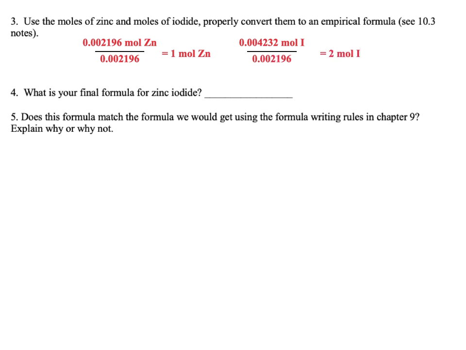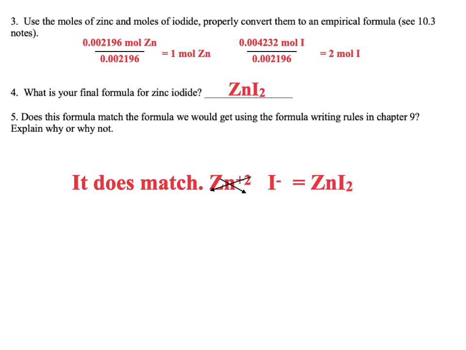What is my final formula? Well, ZnI2, because remember, the subscript is the moles. So does this match what we did in Chapter 9? Well, of course it does. In Chapter 9, we said we take zinc, and then we take the iodide, and we crisscross them, and we get ZnI2.